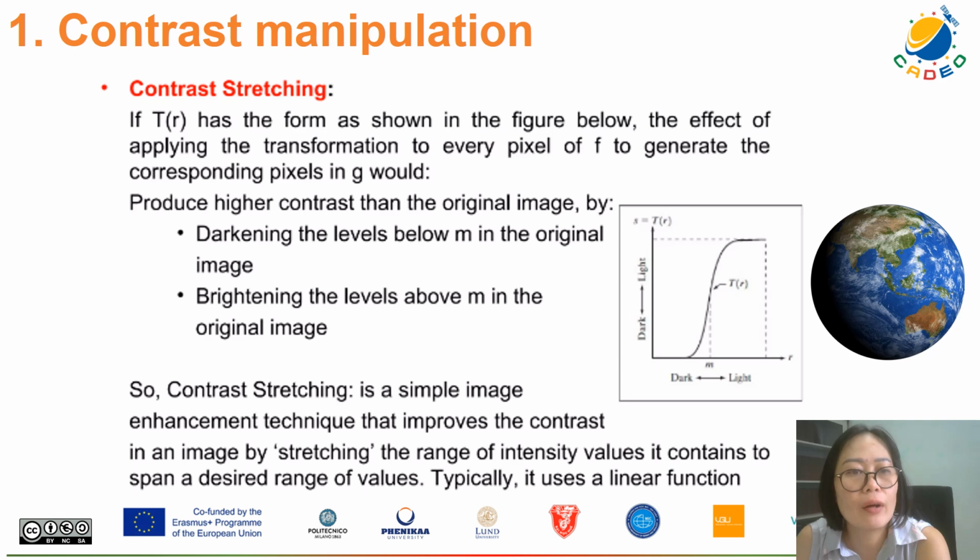As you can see in the figure, if T(r) has the form shown in the figure below, the effect of applying the transformation to every pixel of F to generate the corresponding pixel in G would produce higher contrast than the original image by darkening the levels below M in the original image and brightening the levels above M. So, contrast stretching is a simple image enhancement technique that improves the contrast in an image by stretching the range of intensity values it contains to span a desired range of values. Typically, it uses a linear function.